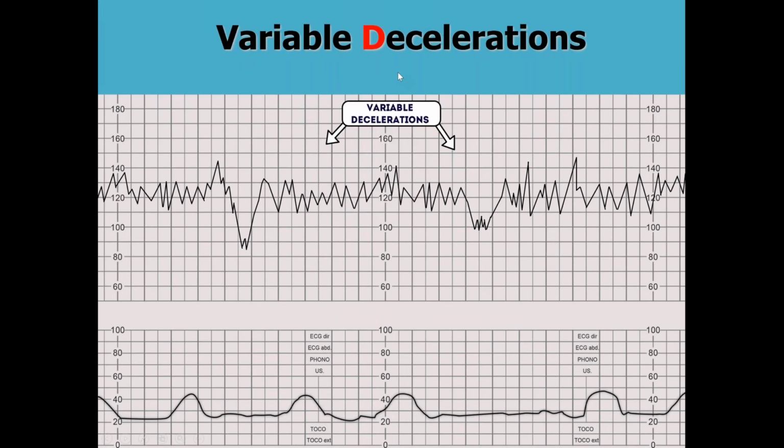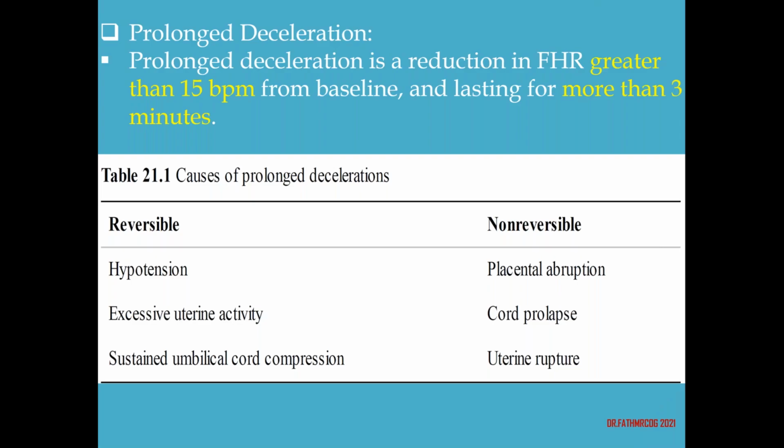So what about the prolonged deceleration? What is the definition of prolonged deceleration and prolonged bradycardia? Prolonged deceleration is a reduction in fetal heart rate greater than 15 beats per minute from the baseline lasting for more than 3 minutes. Deceleration is normally more than 15 seconds, and here it is more than 3 minutes, so this is definitely a prolonged deceleration.